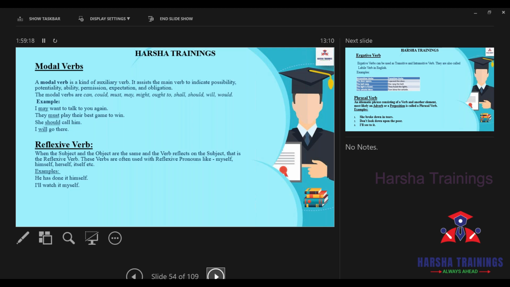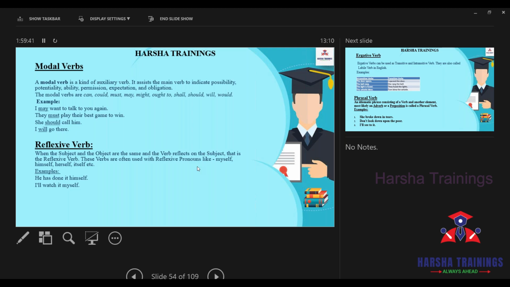Understood? Reflexive verbs. Again, same, himself. When the subject and the object are the same, the verb reflects on the subject. These verbs are often used with reflexive pronouns. I've told you what reflexive pronouns are: myself, himself, herself, itself, themselves. All these are reflexive pronouns, right?